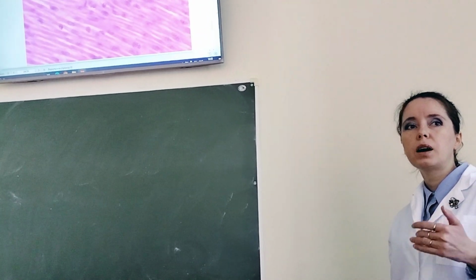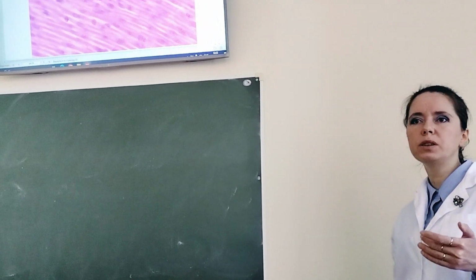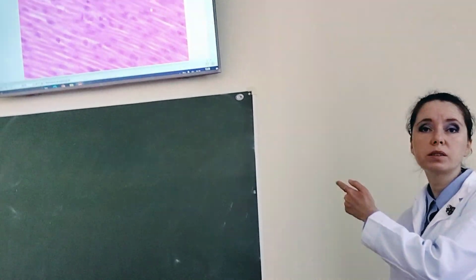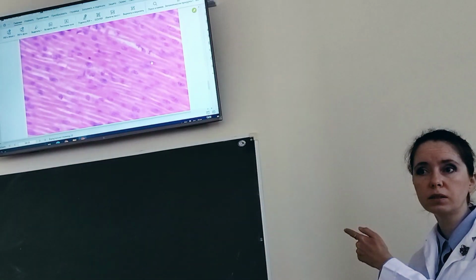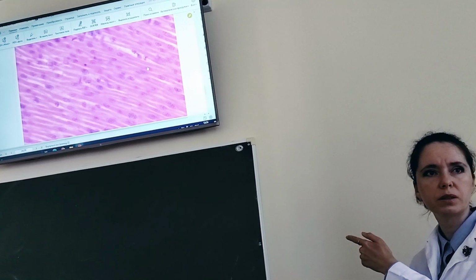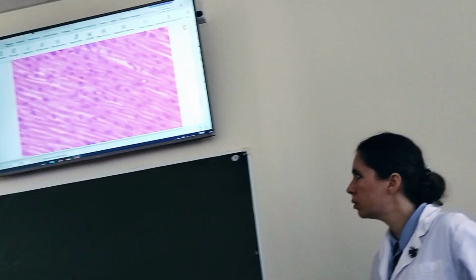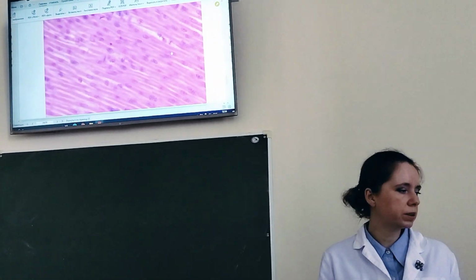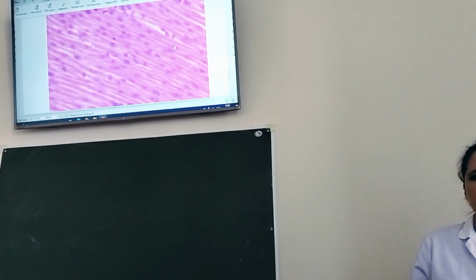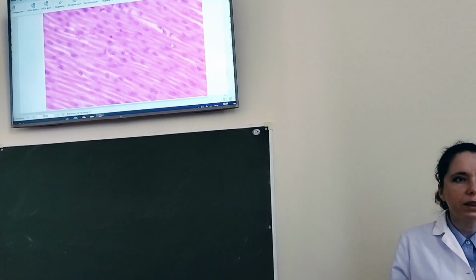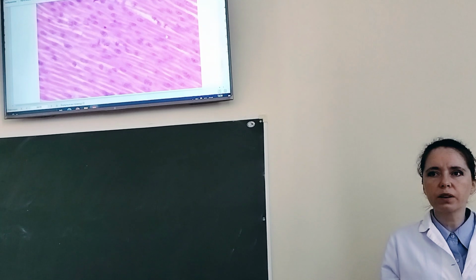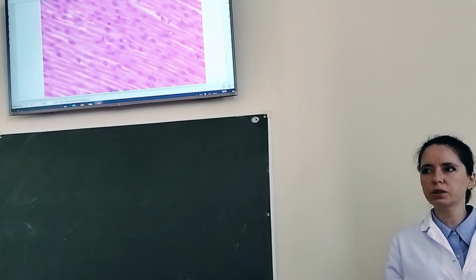And oxyphilic properties. Yes, the cytoplasm is stained with eosin in pink. Well-defined oxyphilic properties. Quite enough. Nothing else you can derive from hematoxylin-eosin stain.